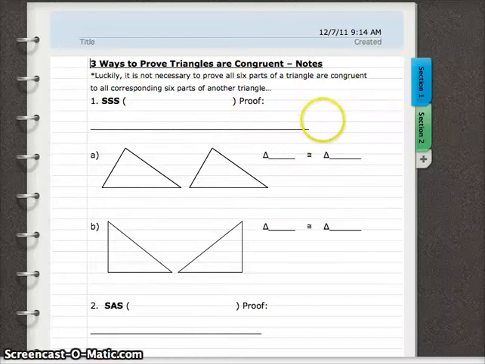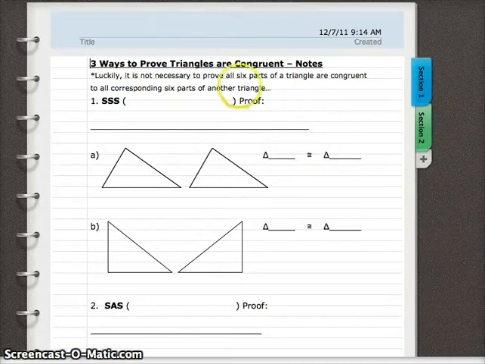Alright, in this video we're going to describe 3 ways that you can use to prove that two triangles are congruent, or are the same triangle, right? So there are going to be 3 basic ways. There are really more than that. We're going to focus on these 3 ways, and really after today we're mostly going to focus just on the last 2 that we talk about. So let's get going here.